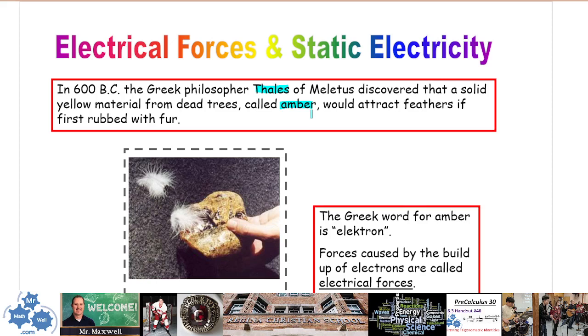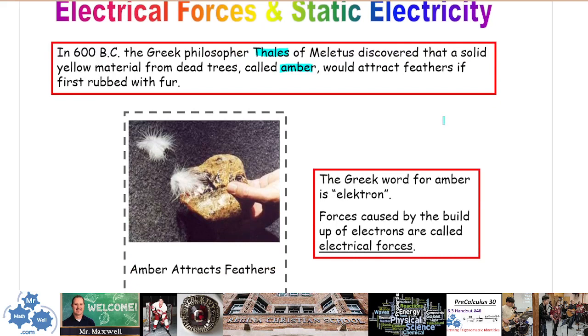Is amber like the hardened sap? Yeah, it is. Any other questions? Okay. The Greek word for amber is electron. Isn't this neat? Electron.